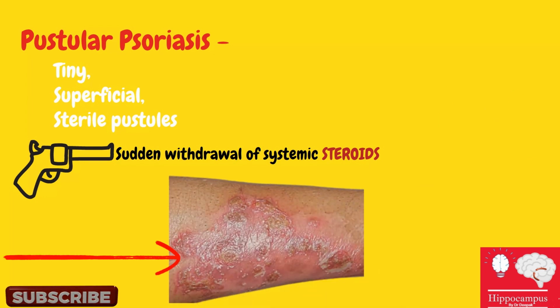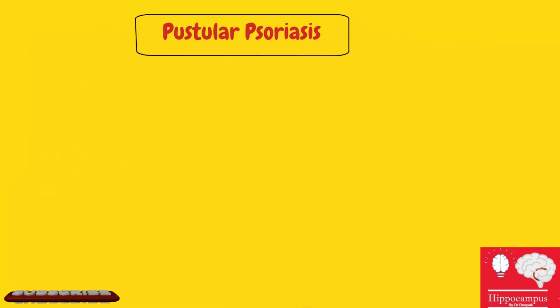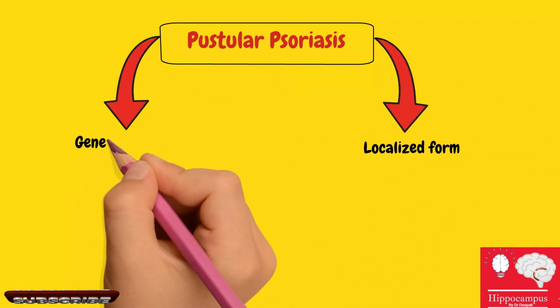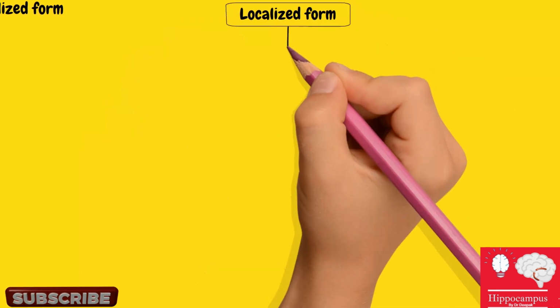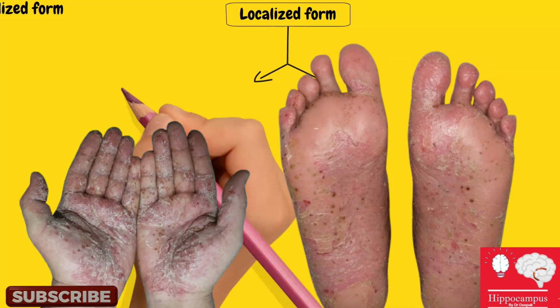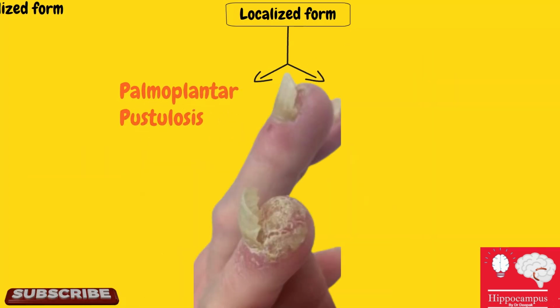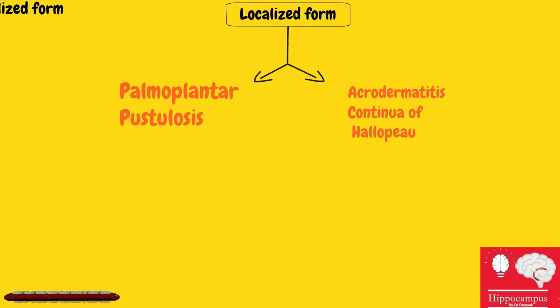We never try to give systemic steroids in psoriasis until or unless a specific condition of psoriasis is there. Now, pustular psoriasis can be classified based on the extent of the disease into localized form or generalized form. Localized pustular psoriasis has two different variants. First is Palmoplantar Pustulosis and second is Acrodermatitis Continua of Hallopeau. Now, we will discuss them one by one.